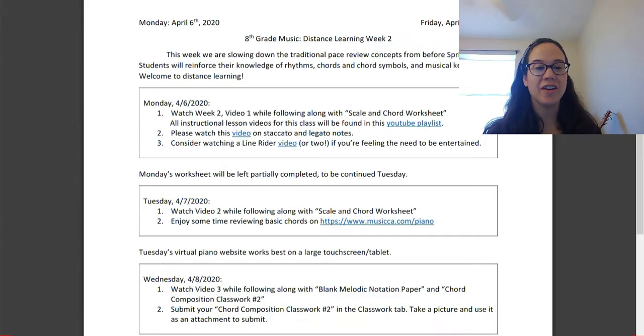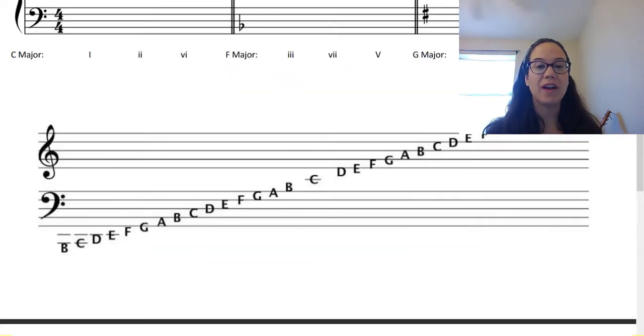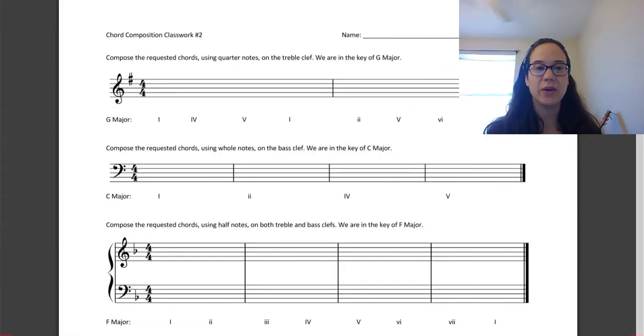Going back to our checklist, we are going to work on our chord composition classwork 2, and we're going to work on it at the same time. What I've done is pulled it up into this window, and you can see we have three different keys, but it takes until our third and final key for us to be working on both treble and bass. And so today, grab your pencil, try to recreate this paper if you do not have the ability to print. Once again, just make sure you really clearly label which key lives where and which key you're working in.